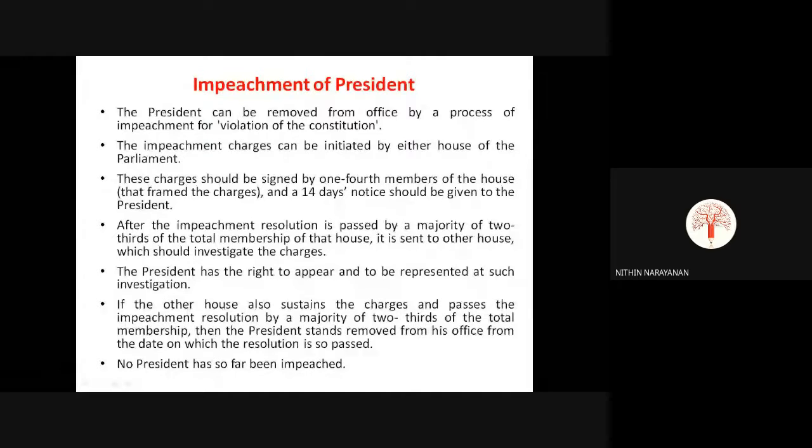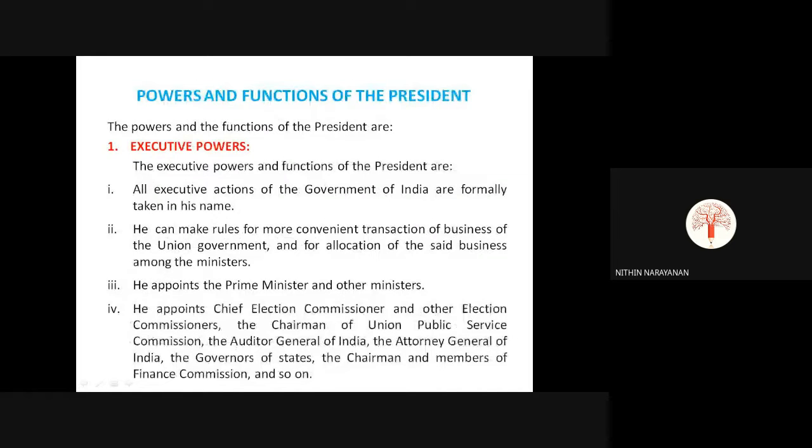And also in India, so far no president has been removed by impeachment. No president has so far been impeached. Powers and functions of the president are very important. Powers and functions of the president.